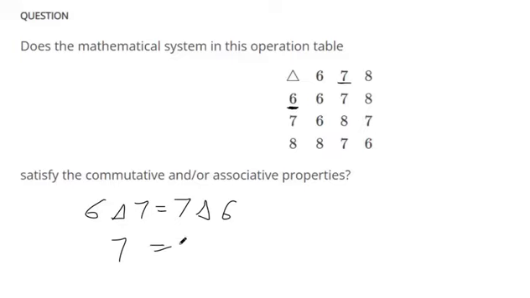And then if you want to do 7 triangle 6, that means you start on 7 on the row, 6 on the column. Oh, they're not the same thing. So this does not obey the commutative property.